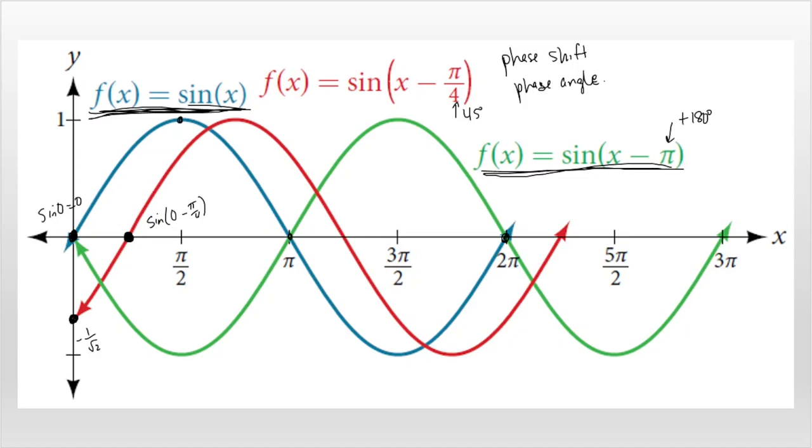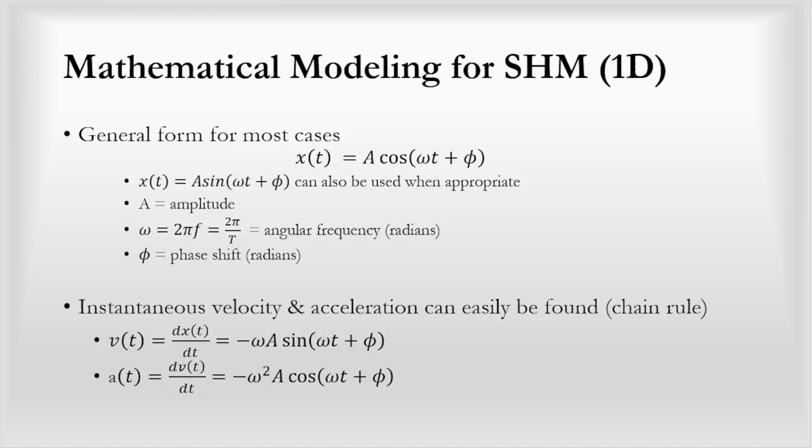Okay, so as we move forward, we're looking at the model for simple harmonic motion in 1D. I showed you the position. There's all the values for the position. If we want to find instantaneous velocity or acceleration, we can easily do that. We just take a derivative with respect to time of the position, and once we get the velocity, we can take the derivative with respect to time to get the acceleration.